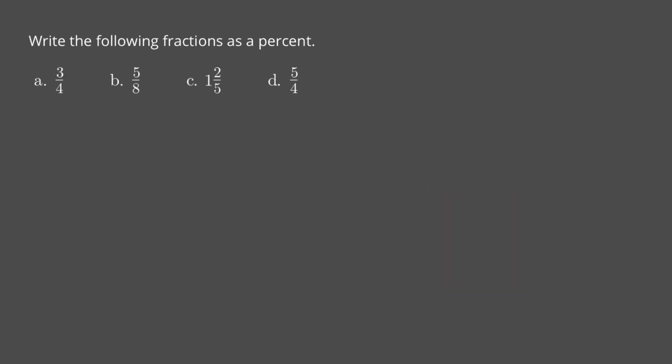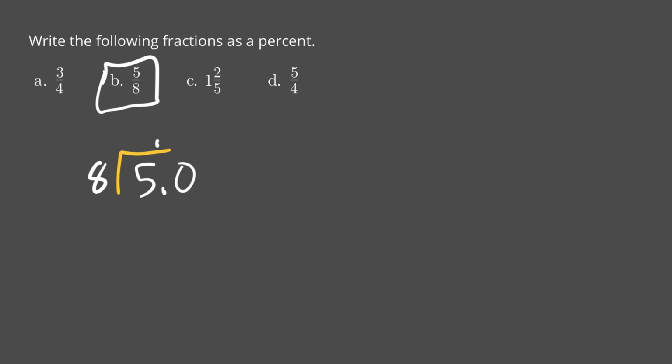For part B, we set it up in the exact same way. If you want to take a moment to pause this and try it yourself, go ahead. The setup is the same as the previous. We do long division of 8 into 5. We know we're going to have to add a decimal. That gives us a 0.